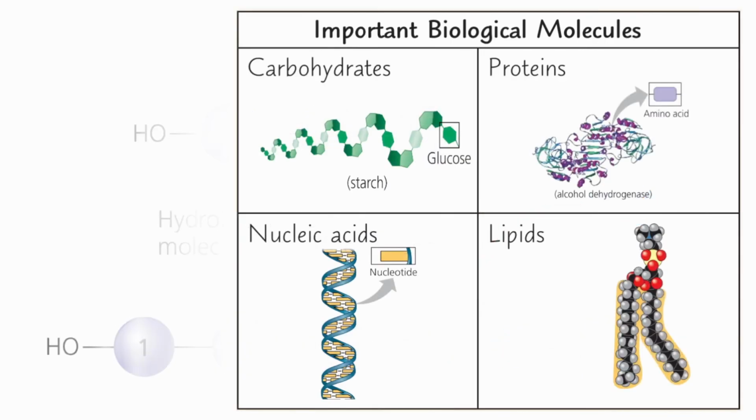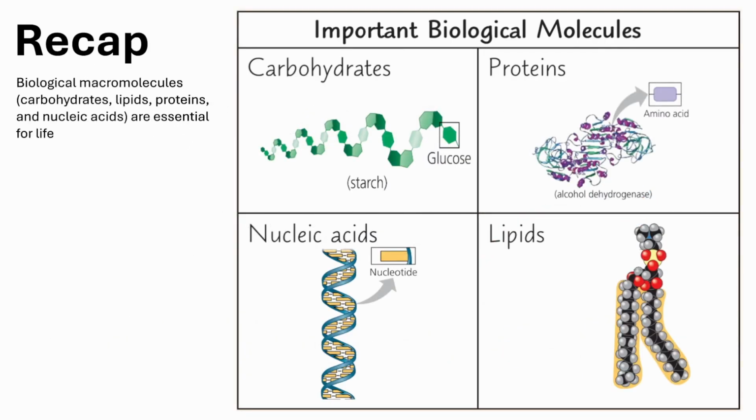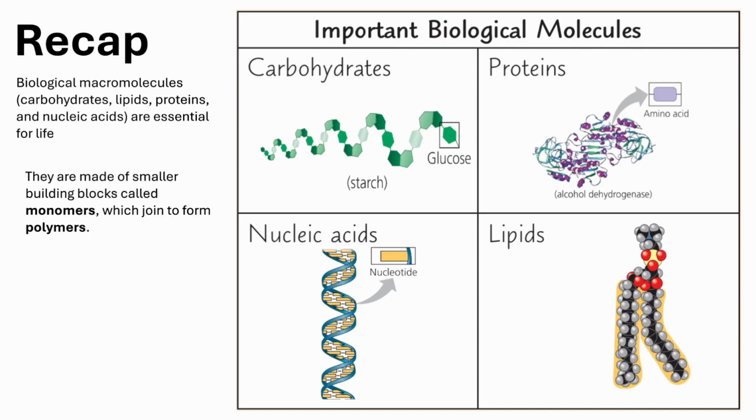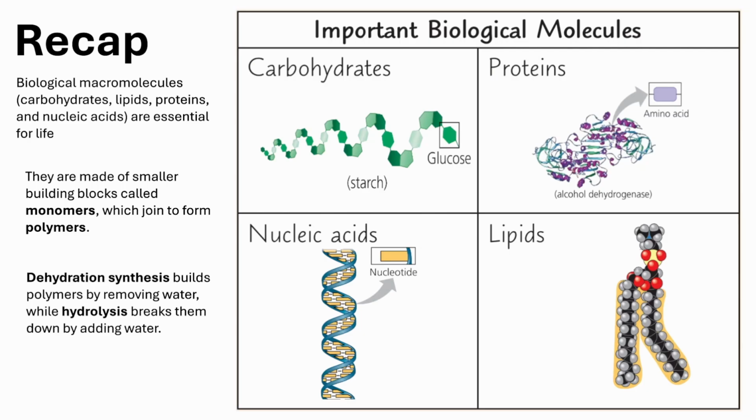So, to quickly recap, biological macromolecules are essential for life and come in four major types: carbohydrates, lipids, proteins, and nucleic acids. These molecules are built from smaller units called monomers, which join together to form polymers. The process of building them up is called dehydration synthesis, where water is removed, while breaking them down happens through hydrolysis, where water is added back in. Understanding these basics helps us see how life functions at a molecular level.